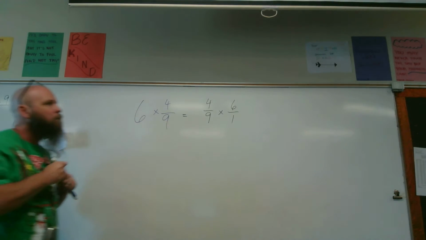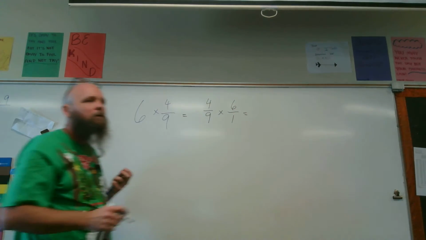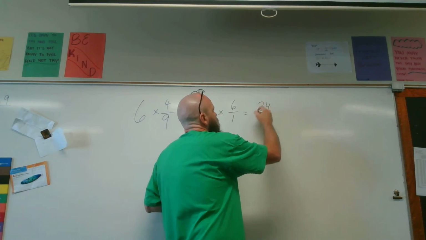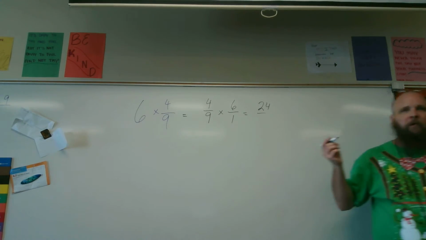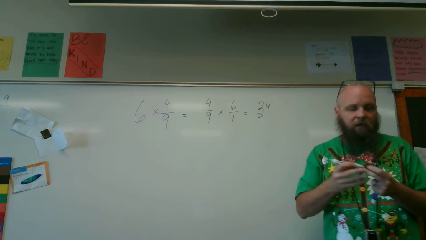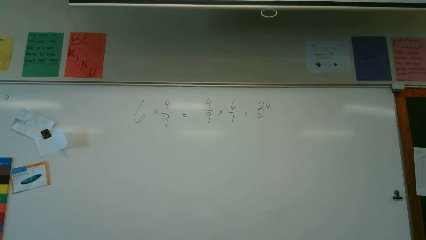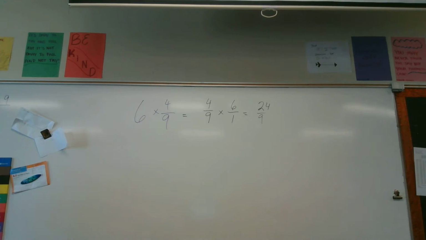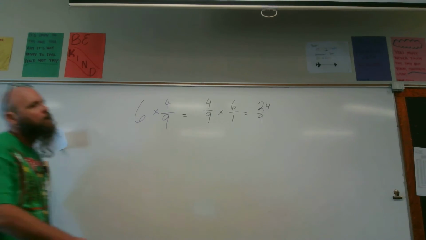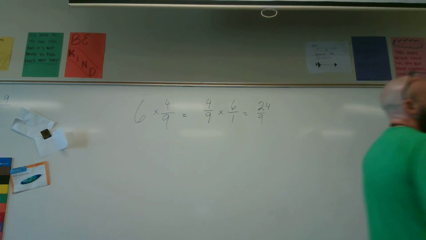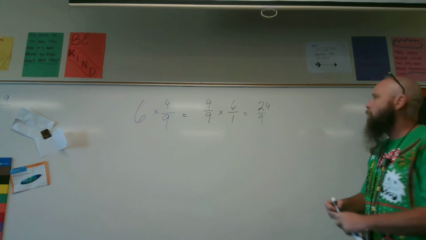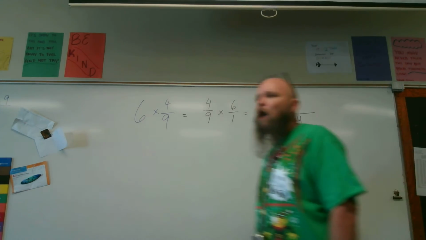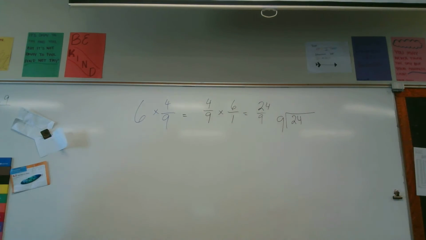And my new numerator, 24. And my new denominator, 9. Everybody with me? Because I don't want to hear whining and see snot bubbles here in a few minutes. Now, Logan, what kind of fraction is that? Improper. Logan, how do I fix an improper fraction? Divide. 24 divided by 9.